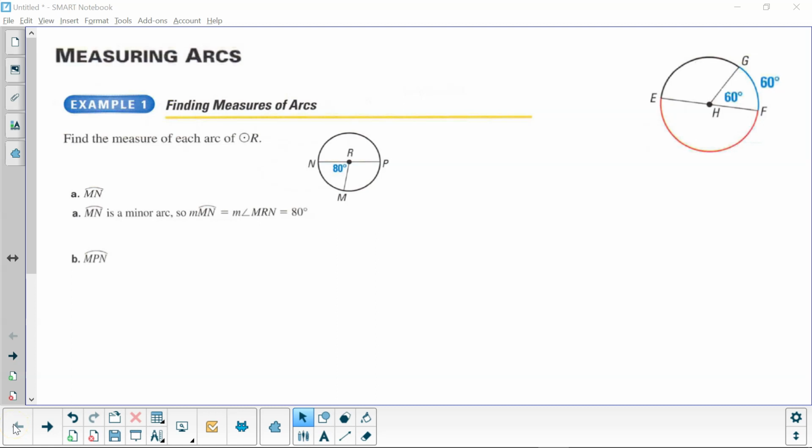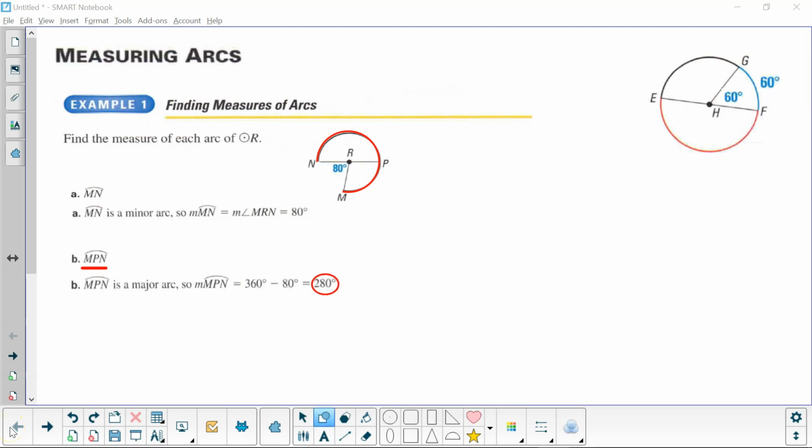How about MPN? MPN, let's highlight that in red. Look at that for a moment. We know a full circle is 360 degrees, but we'd have to subtract out the 80 degrees that's in the minor arc. That leaves 280 degrees for arc MPN.